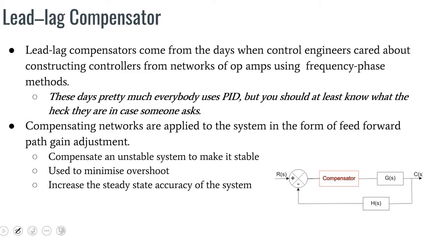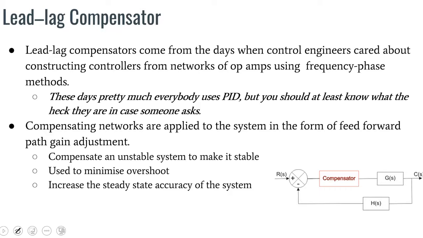But lead lag compensators were particularly prominent in analog systems, before we had many digital control systems. Lead lag compensators were the type of control systems used then because they were based on the frequency and phase nature of electric signals.